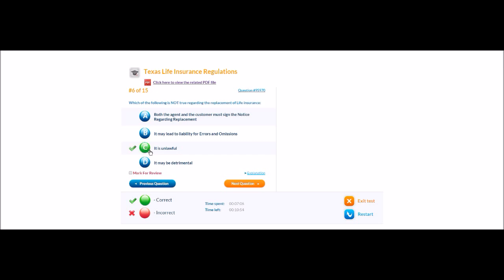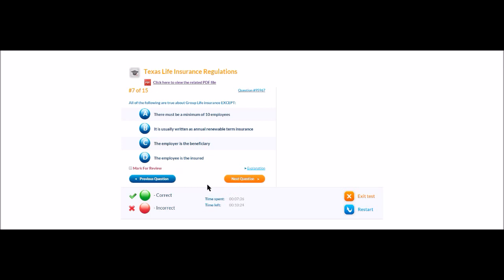Okay, it is unlawful. Explanation. Replacement is not unlawful if the rules are followed. Agents who make misleading presentations of facts to customers in order to induce replacement may be guilty of twisting, which is a form of misrepresentation. So the correct answer here is it is unlawful.